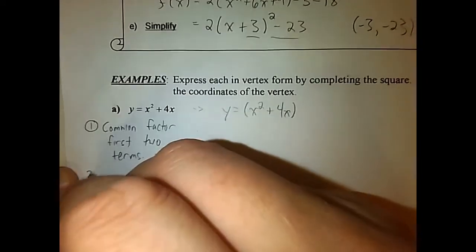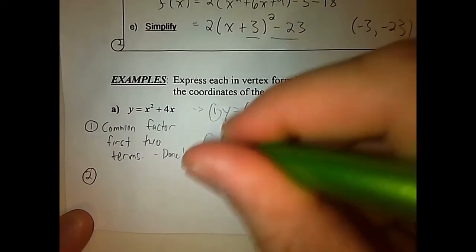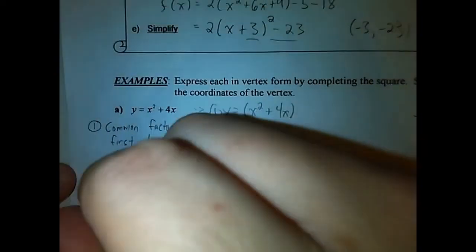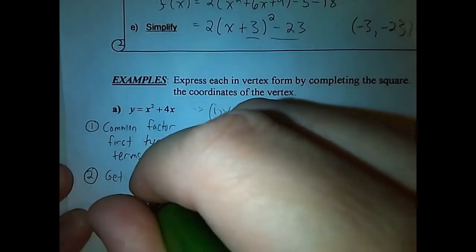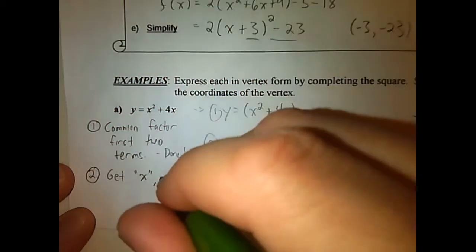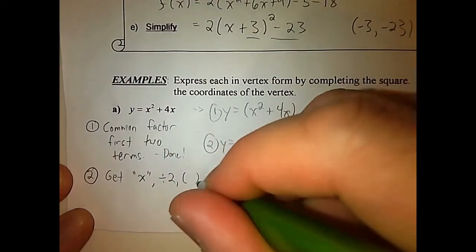Step number 2. This was number 1. Step number 2. This is when I get the x value. So we get the one with x, just the number though. We divide it by 2, and then we're going to square it.